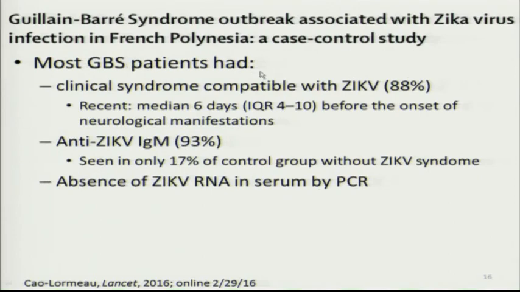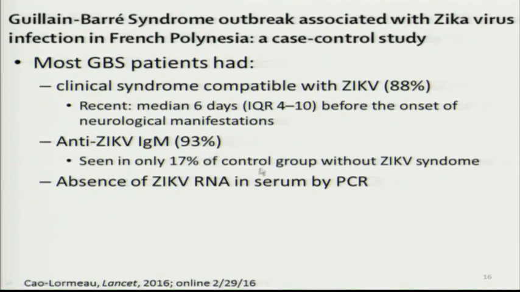Also from this paper, most of the Guillain-Barré patients had a clinical syndrome, 88% compatible with Zika. In general, it was 6 days before the onset of their neurological manifestations. Most of the classical definitions for Guillain-Barré would be 2 to 8 weeks after an infection. This is kind of early and makes you wonder about maybe some pre-existing flavivirus immunity speeding things up, dengue, for example. And then these patients had anti-Zika IgM in 93% of them.